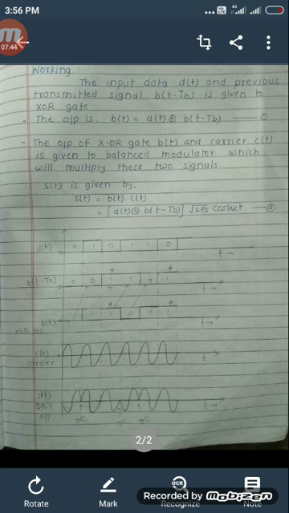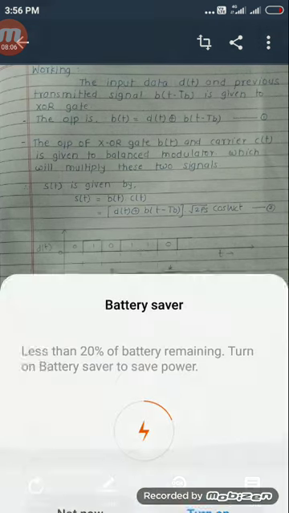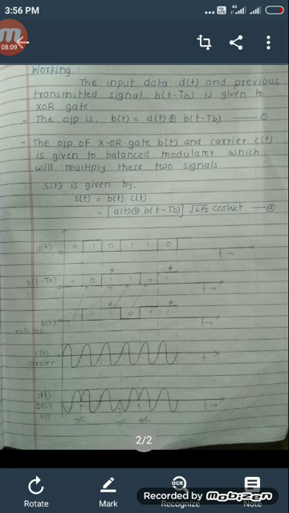Then, as we have seen in the operation, b(t) is the output of the XOR gate, and that b(t) is applied as an input signal to the balanced modulator. The second input applied to the balanced modulator is the carrier signal, that is c(t). So the balanced modulator multiplies b(t) with the carrier signal c(t), and waveform number 4 shows the carrier signal waveform. With the help of the balanced modulator, b(t) and c(t) will be multiplied, and it will give the output of differential phase shift keying.